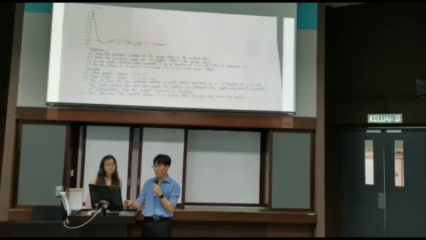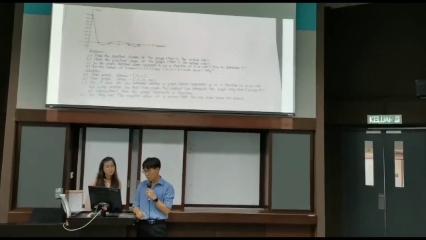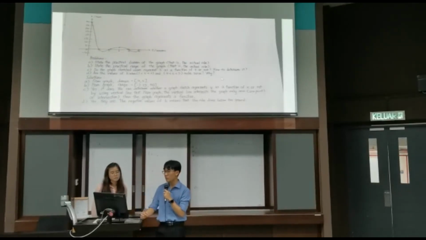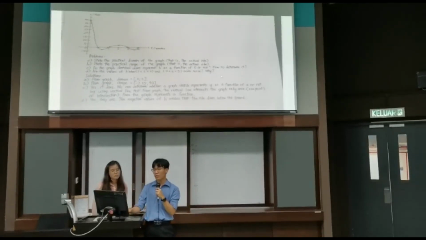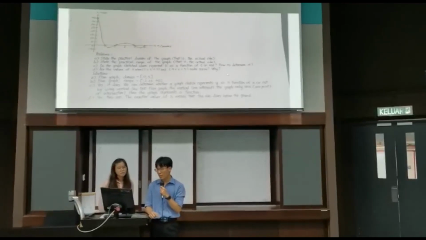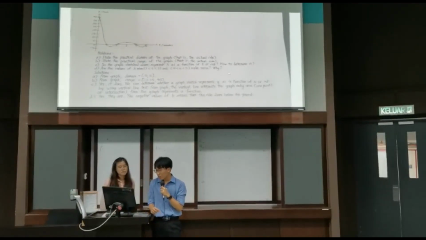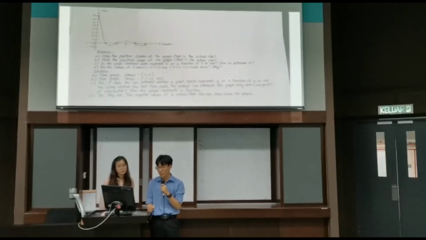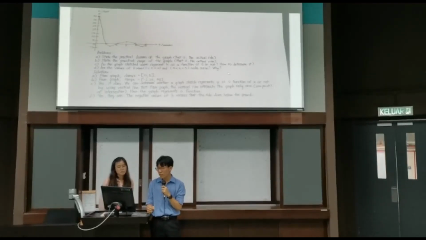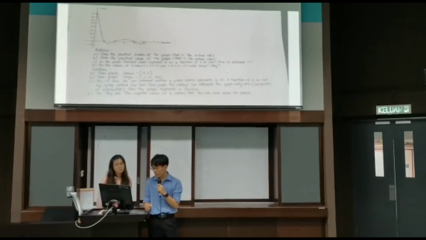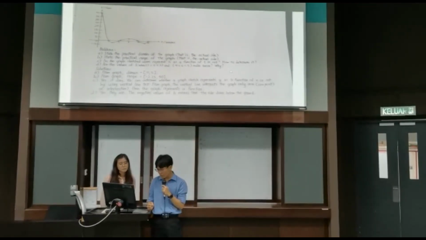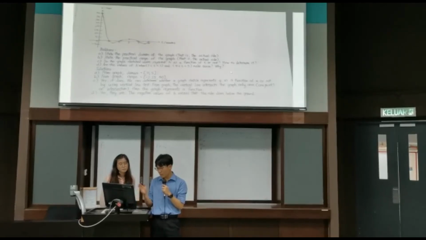Then the third problem is, does the graph sketch above represent h as a function of t or not? How to determine it? The solution is, yes, it does. We can determine whether a graph sketch represents y as a function of x by using the vertical line test. From the graph, the vertical line intersects the graph only once, at one point of intersection. So the graph represents a function.